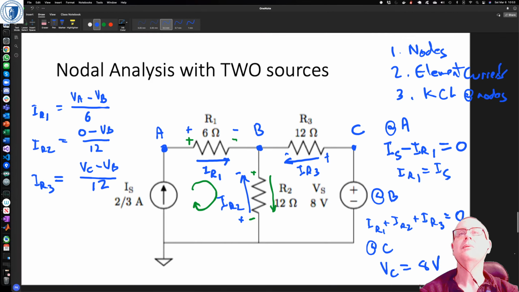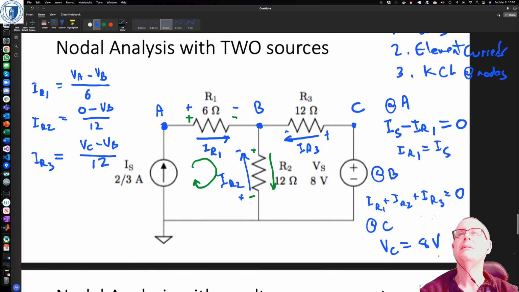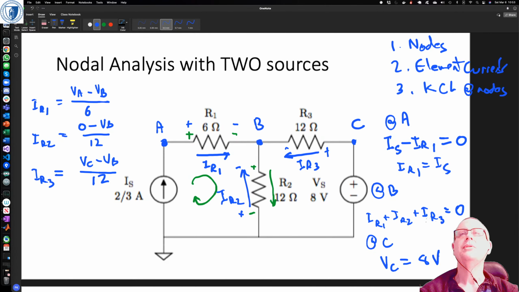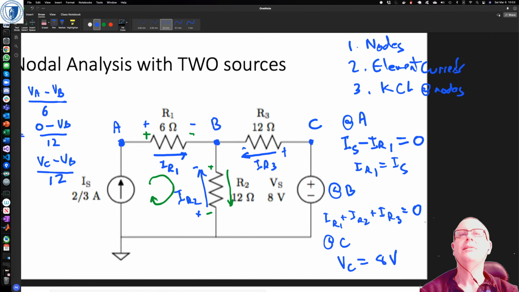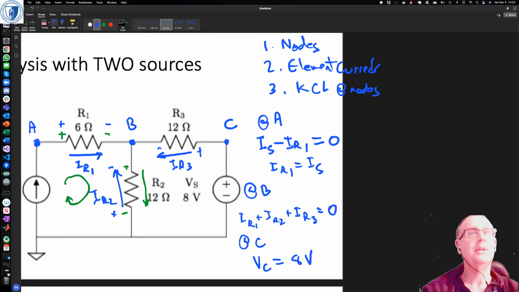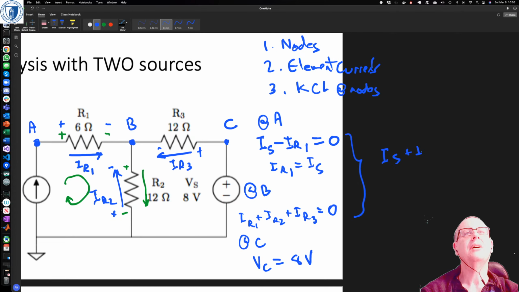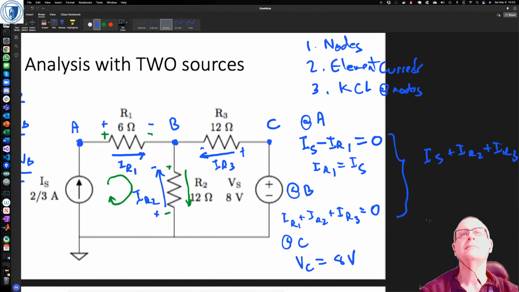Okay, so let me just see if I can, I probably shouldn't have written those there. So let's do this. Let's combine these two equations and say that IS plus IR2 plus IR3 equals 0.